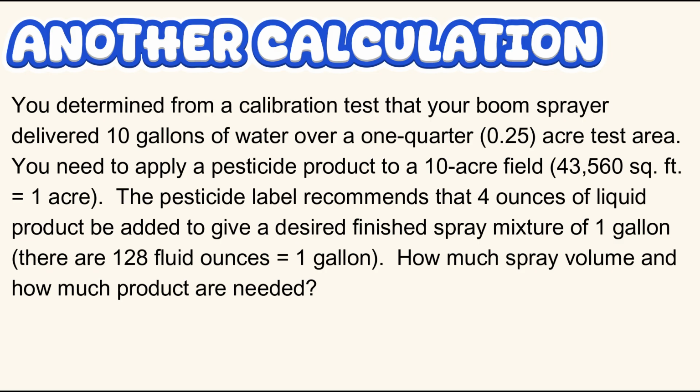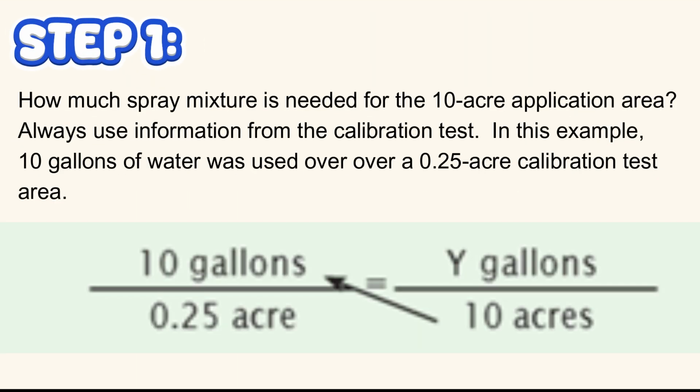The pesticide label recommends that 4 ounces of liquid product be added to give a desired finished spray mixture of 1 gallon. There are 128 fluid ounces in 1 gallon. How much spray volume and how much product are needed in this scenario? We're going to break this down over 3 steps. How much spray mixture is needed for the 10-acre application area? Always use information from the calibration test. In this example, 10 gallons of water was used over a 0.25 or 1/4 acre calibration test area.